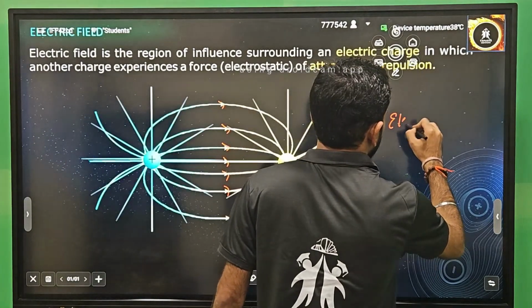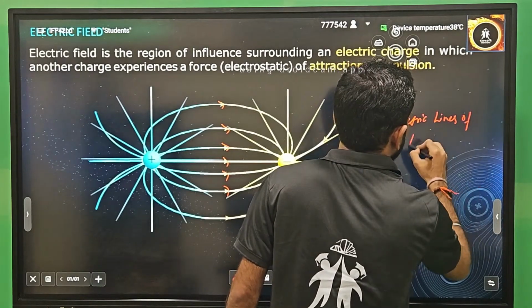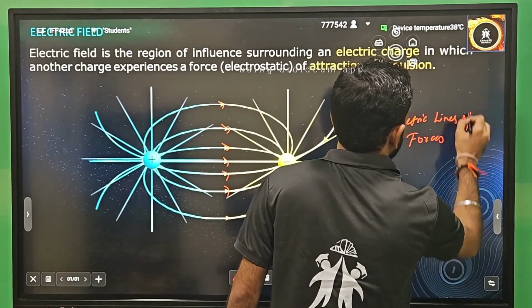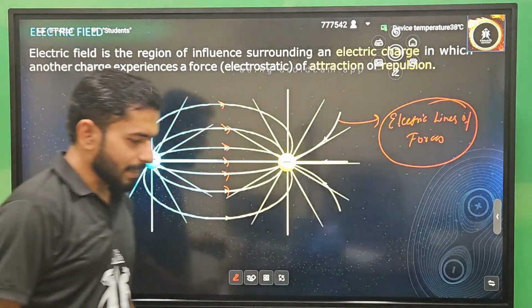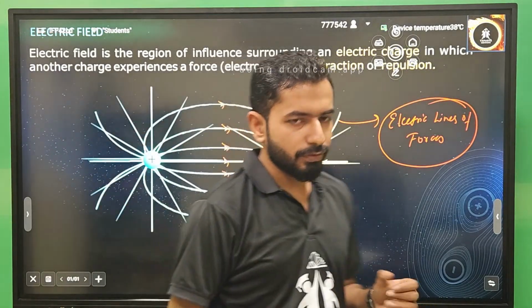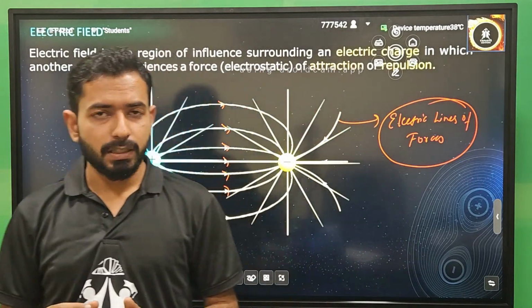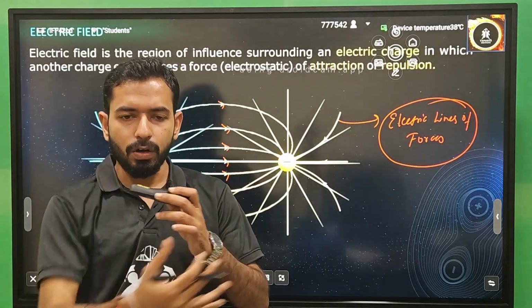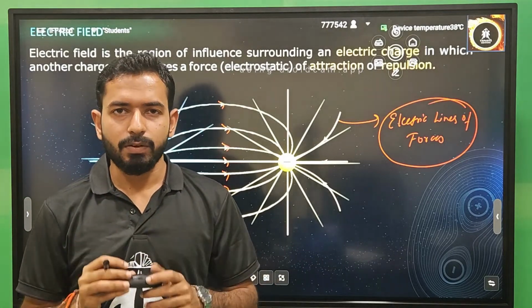These lines are called electric lines of forces. Now these lines are actually nothing but the electric field, okay, that is present around a charge. Whenever there is a charge, I have told you a lot of times, in a 3D diagram, there will be a lot of electric lines of forces present all around.